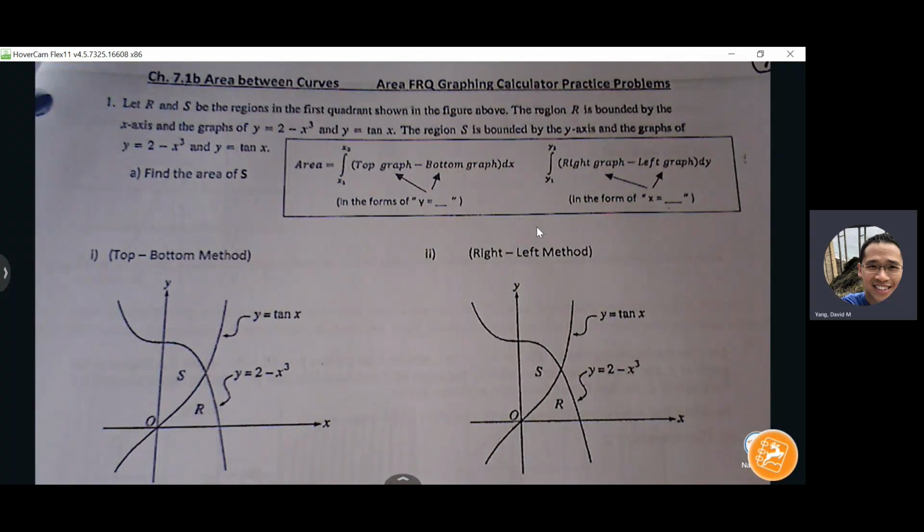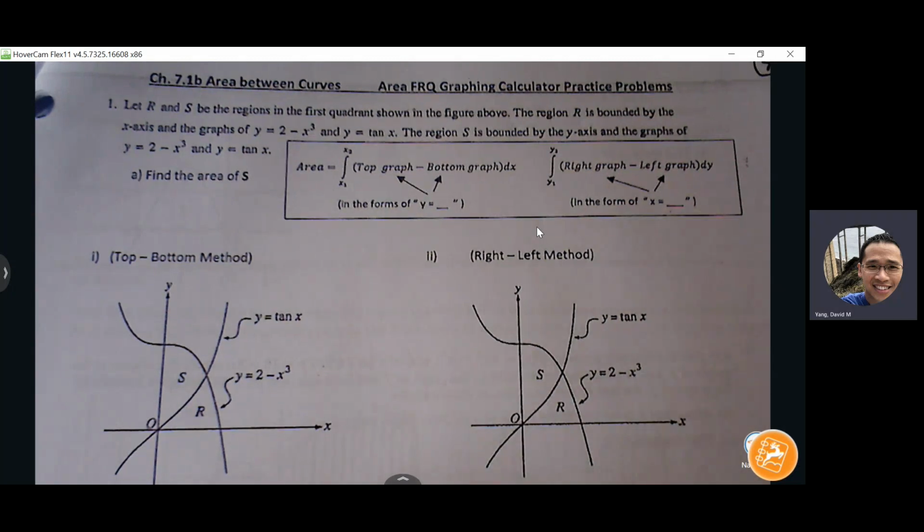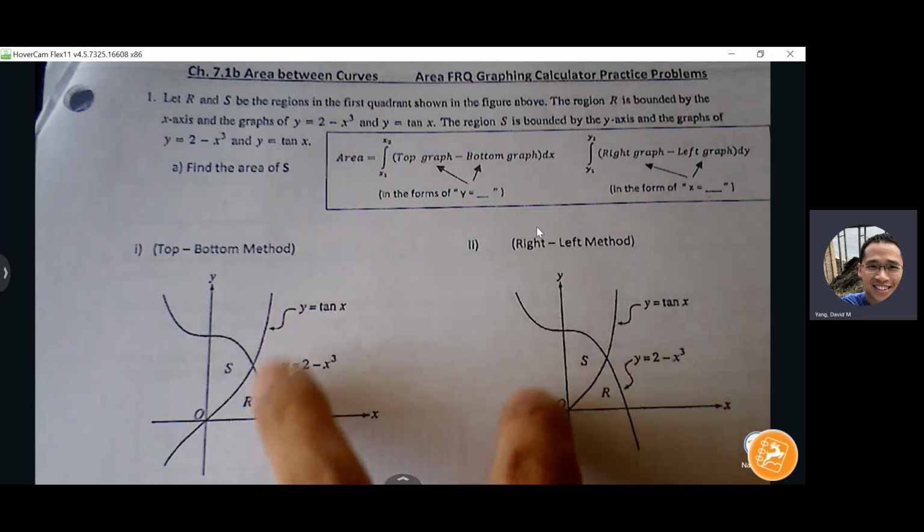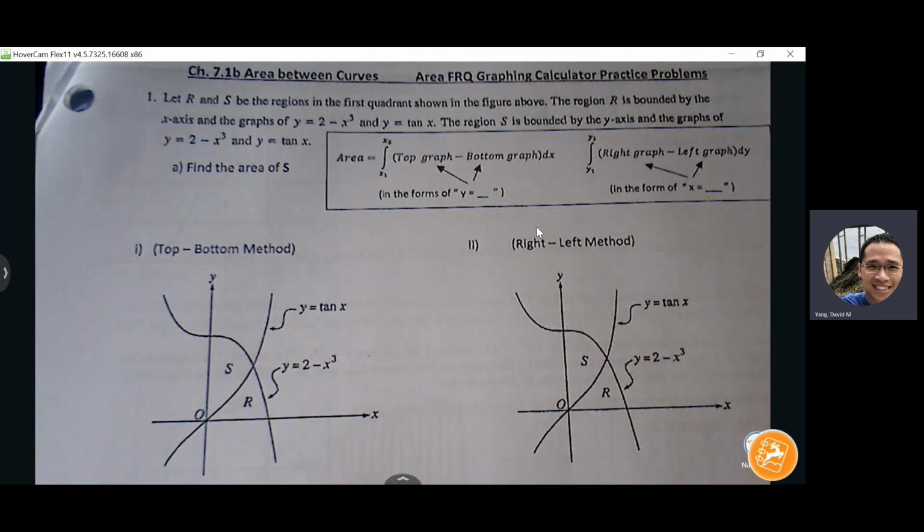Okay, so this is an FRQ problem from an older test. But the reason that I like this one is because we get to practice all the variations of top minus bottom, right minus left, having it split up into multiple regions, and really getting a feel for how the area formula can be created.